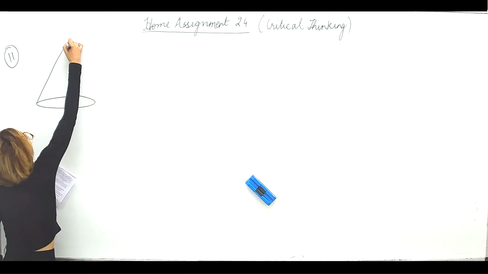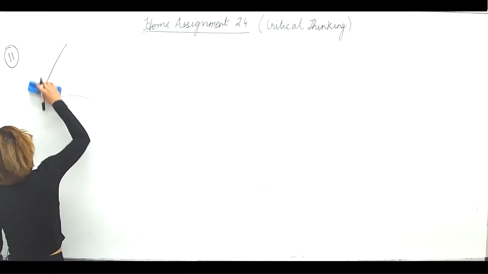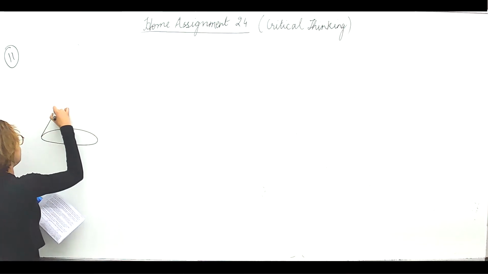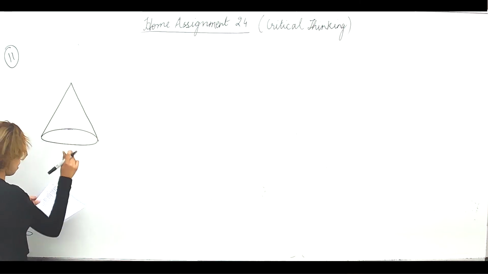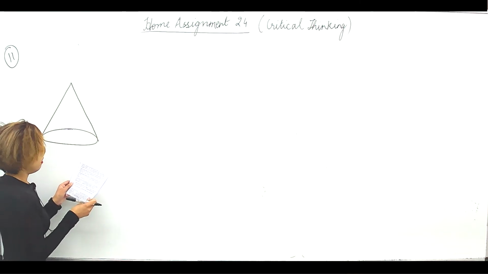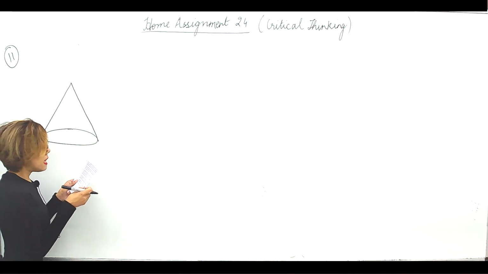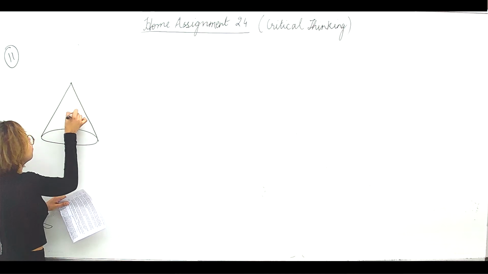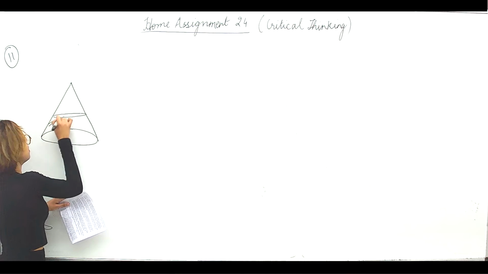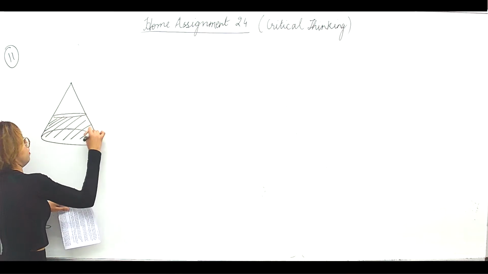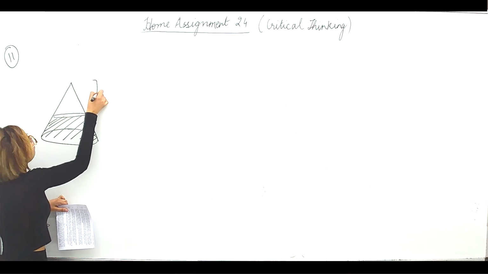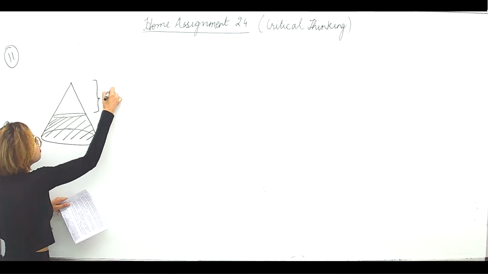This is my conical bottle. This is the flat base, of course. The water in the bottle is 8 centimeters from its vertex. So this is the vertex and 8 centimeters down, so maybe the level of the water is here. This is the water, and this distance is 8 centimeters.